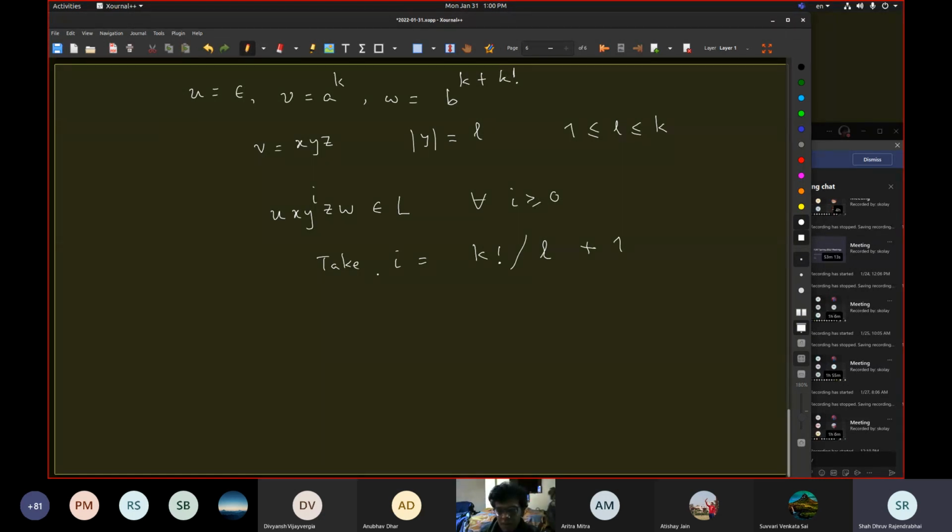Because of the fact that L is between 1 and k, k factorial is a multiple of L. So this is an integer. Whatever L the daemon gives, I can take i appropriately. This means I am pumping in this y not once, but this many times. One occurrence is already there. The remaining occurrences I am pumping in. And then for this, what will be my u, x, y power i, z, w? This will be nothing but a power k plus k factorial, b power k plus k factorial, which the pumping lemma says will be in L, but it is certainly not in L.